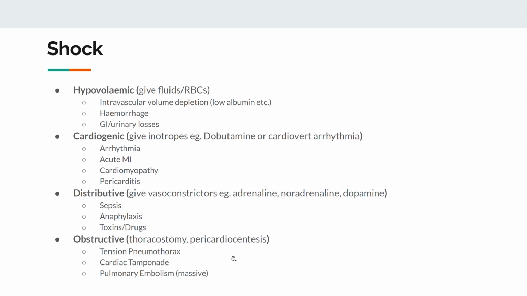And then obstructive shock is like when something is blocking blood from going into or out of the heart. So tension pneumothorax, cardiac tamponade, or a really big pulmonary embolism. If there's a big pulmonary embolism in the pulmonary artery, then the right ventricle is no longer pumping. There will then be very poor blood going back to the left atrium, so then the left ventricle will have hardly anything to pump, and that will cause obstructive shock.